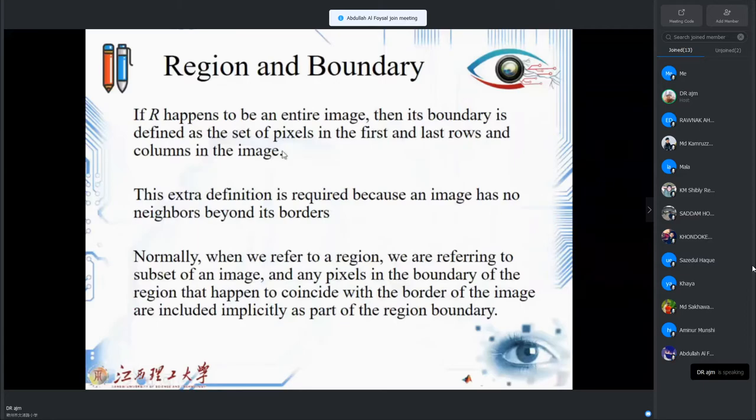This extra definition is required because an image has no neighbors beyond its border. Normally, when we refer to a region, we are referring to a subset of some image, and any pixels in the boundary of the region that happen to coincide with the border of the image are included implicitly as part of the region boundary.